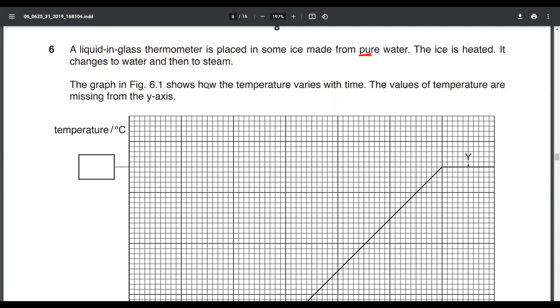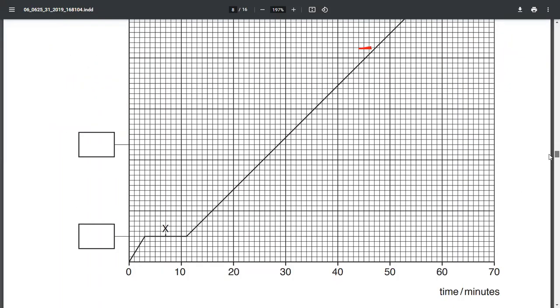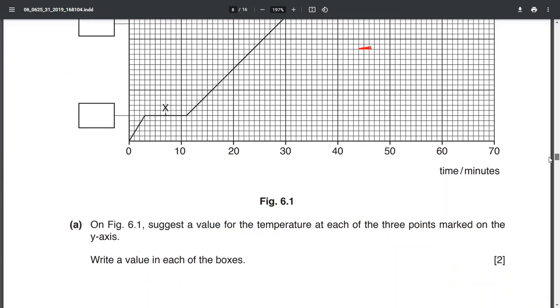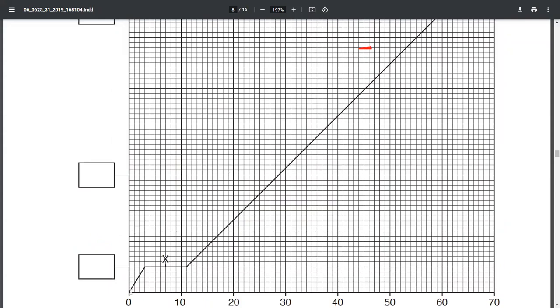The graph shows, in Figure 6.1, how temperature varies with time. The values of the temperature are missing from the y-axis. Temperature is on the y-axis, and on the x-axis is the time in minutes. On Figure 6.1, suggest a value for the temperature at each of the 3 points marked on the y-axis.